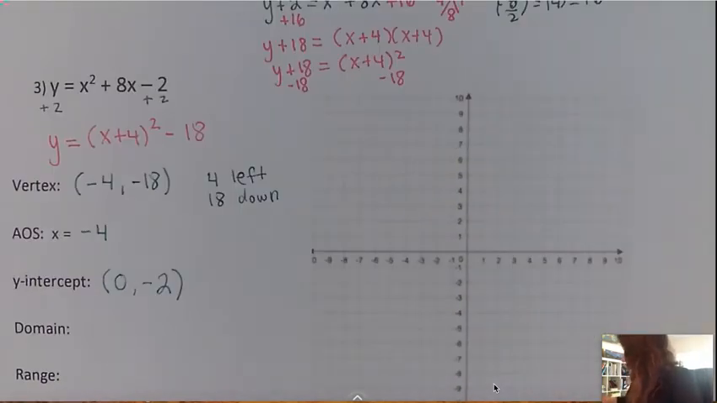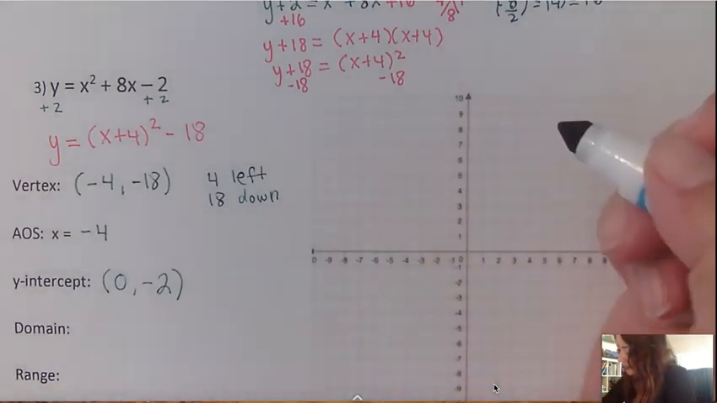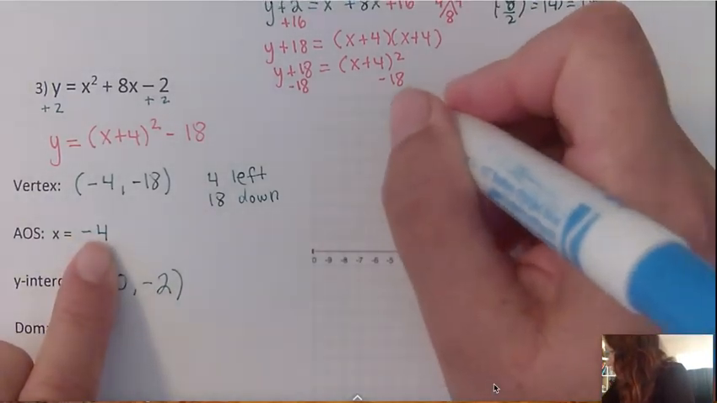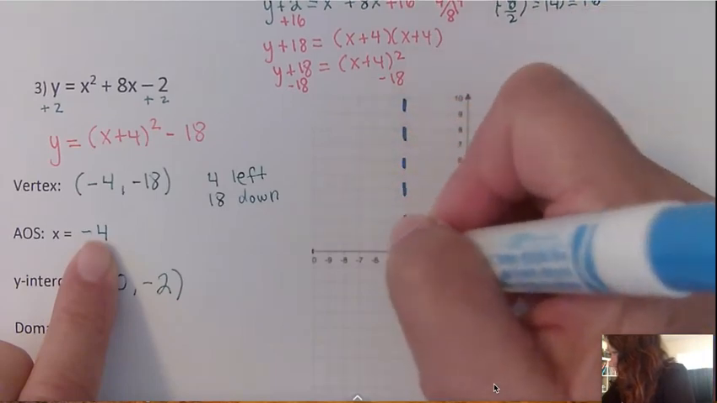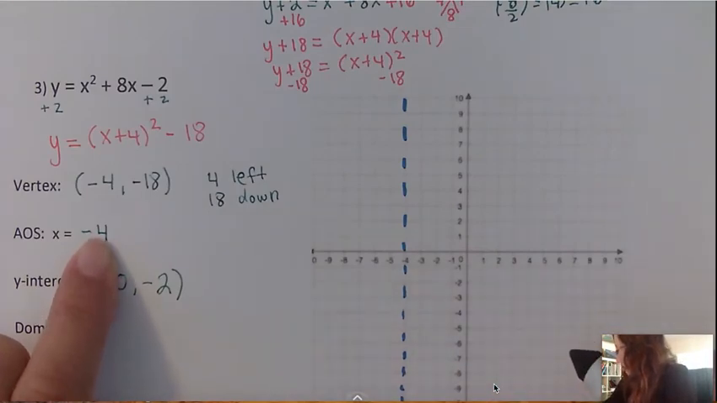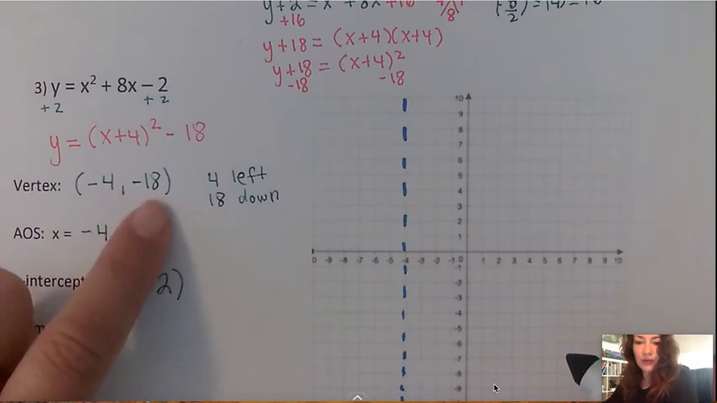My axis of symmetry is at -4, so I'm going to go ahead and draw a vertical line at -4. This is my axis of symmetry. And go ahead and put the vertex at (-4, -18).